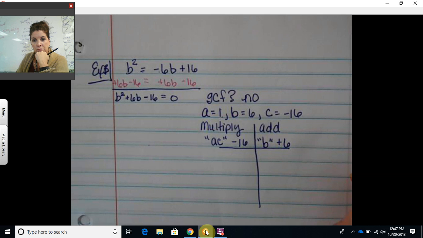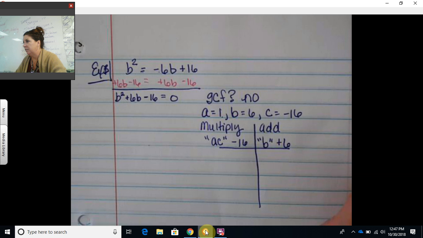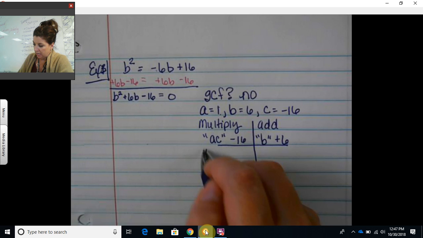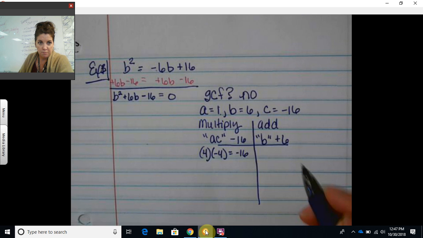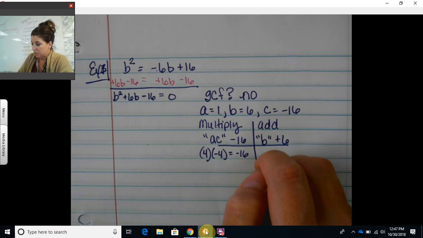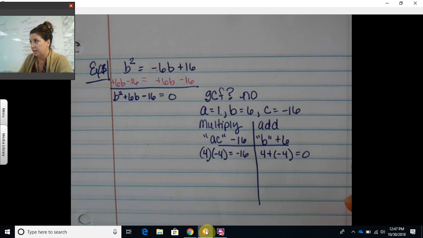Just give me two numbers you can multiply together to get negative 16. It does not matter if it makes both sides work. I actually prefer that it didn't, just so we could see what happens when they don't. Okay, let's see. 4 times negative 4 is negative 16. But do not stop there. It's got to make the right side work as well. What's 4 plus negative 4? 0. So can I use 4 and negative 4? No.